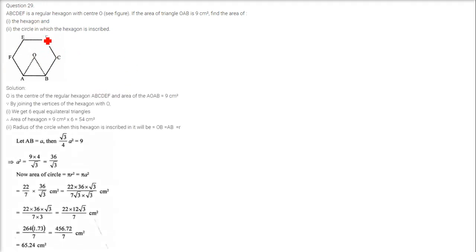So we have a circle outside, and there is a circle in which this hexagon is being inscribed. So we have to find out the area of the hexagon. As we know that area of the triangle OAB is 9. So we have 6 triangles, and they are all exactly equal. So 6 into area of one triangle, that is 9. So area of the hexagon will be what? 6 into 9, that is 54. This is the area of the hexagon.